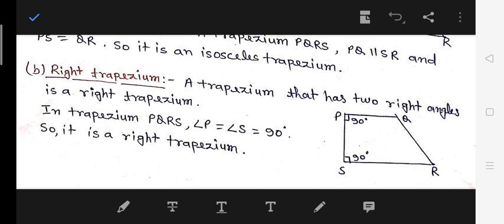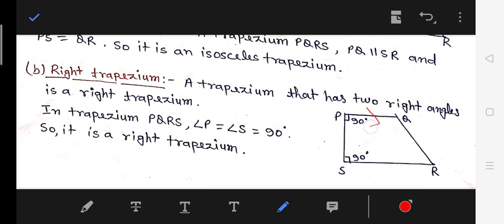Now next one is right trapezium. A trapezium that has two right angles is a right trapezium. Here I have drawn a trapezium PQRS. Here PQ and SR, these two are the parallel sides. So here one pair of opposite sides are parallel. So it is a trapezium.